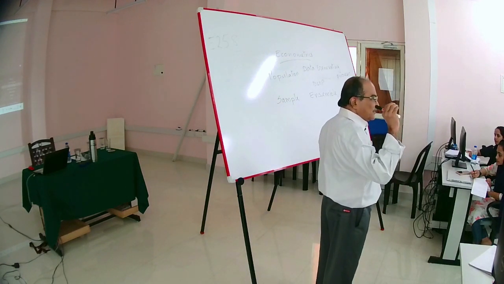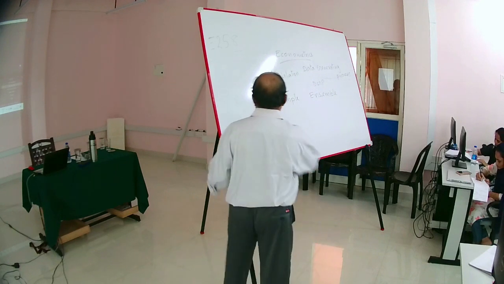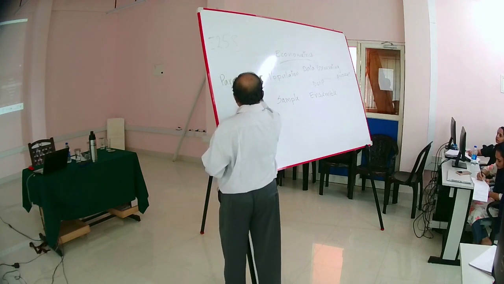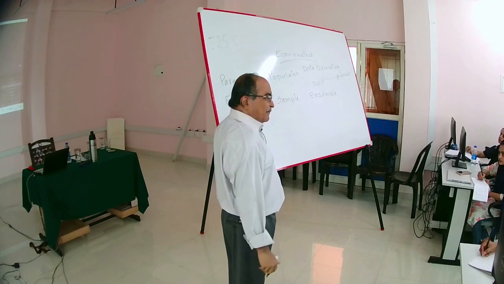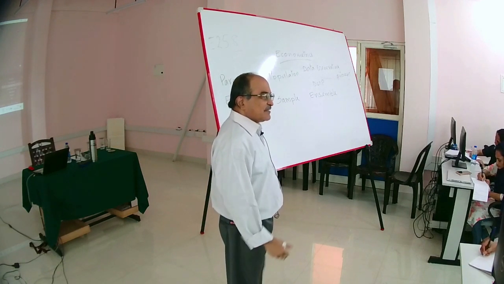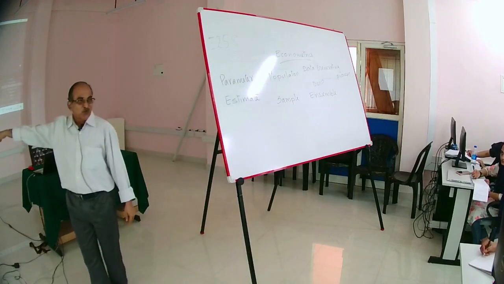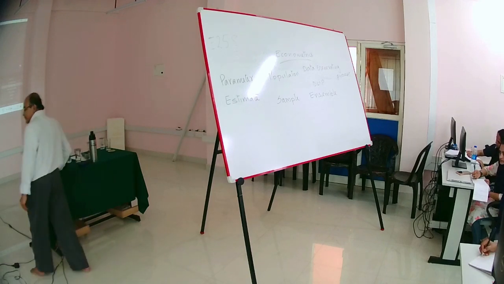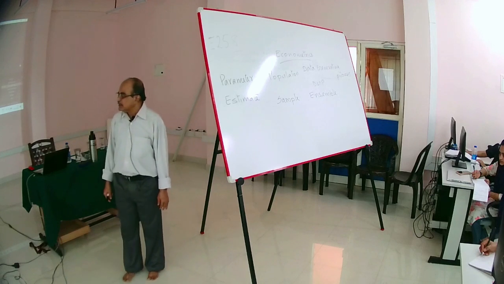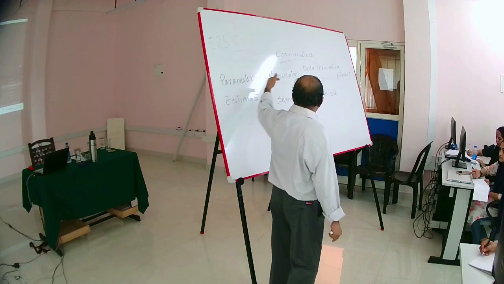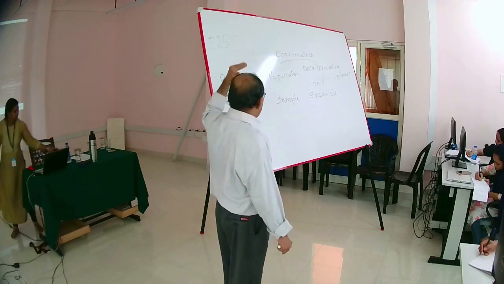Then in statistics, you are also familiar with what is called a parameter and estimate, okay. Parameter refers to the population. Parameter is any measure which is a function of the population values.